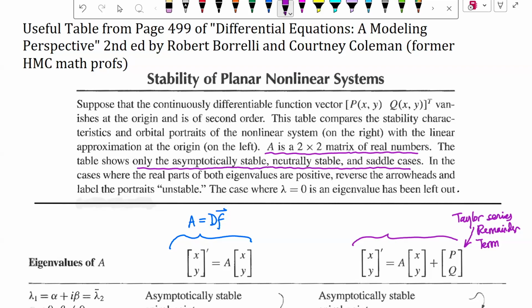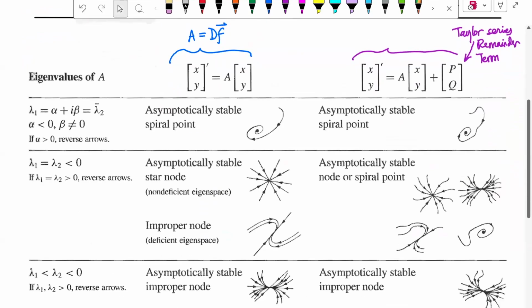So they do point out that if you have a case where the real parts of both eigenvalues are positive, simply reverse the arrowheads and you can label the portraits as unstable. They also point out that the case where an eigenvalue is zero is not part of this table and has been left out because further analysis is required. As we look at this table, if our linearization tells us that the linear system is a stable spiral at the equilibrium point, then we can be sure that the nonlinear system was also a stable spiral near that equilibrium point. And you can go through this table and see how all of these things compare.